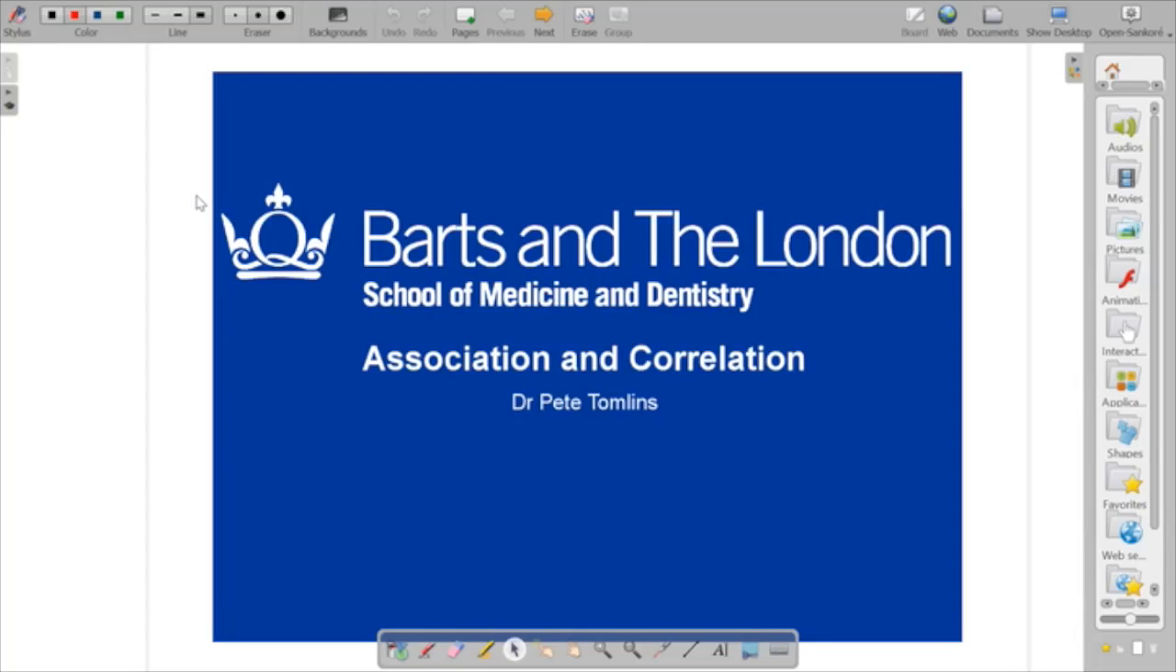Today we're going to look at association and correlation and a little bit on regression as well. They're all very much related topics and quite prevalent in research literature, and you'll see the article coming round mentions some of these topics.